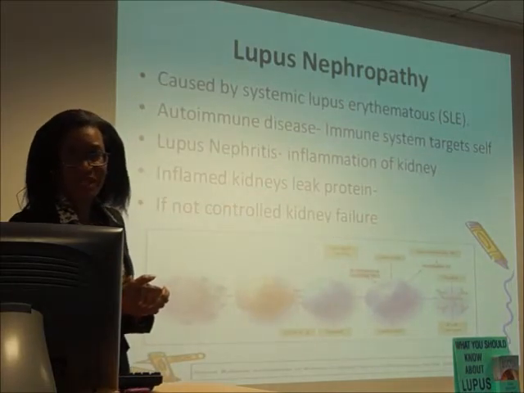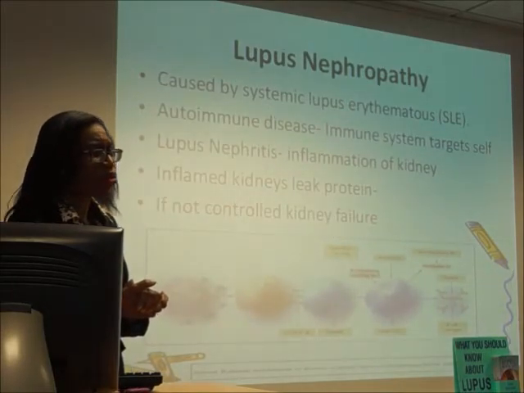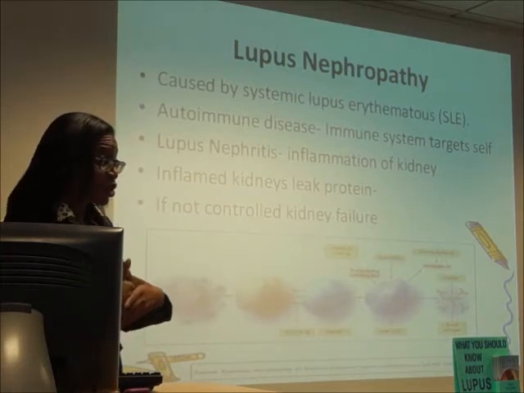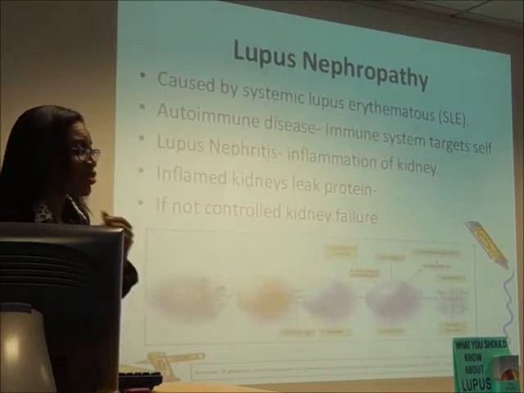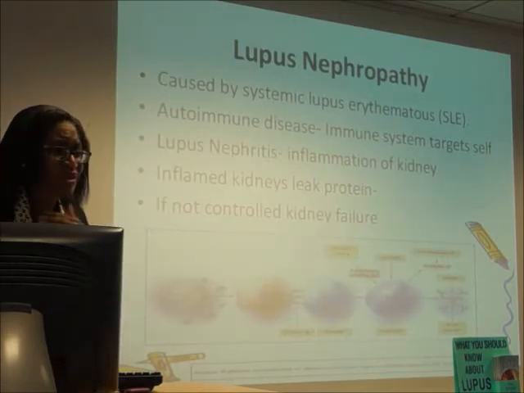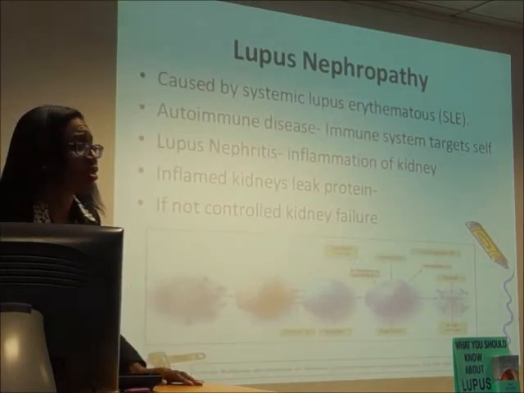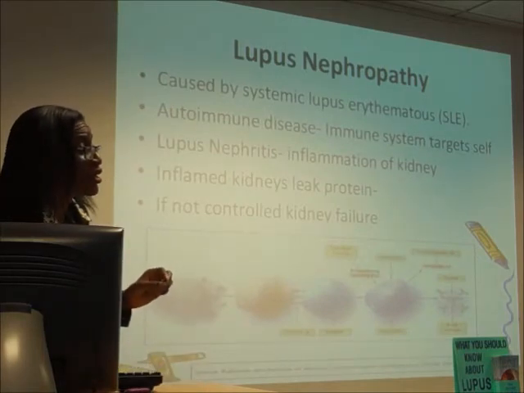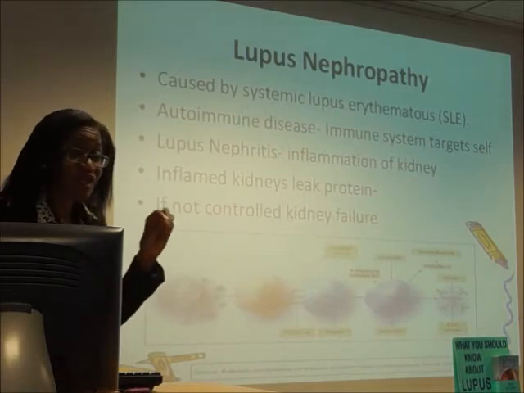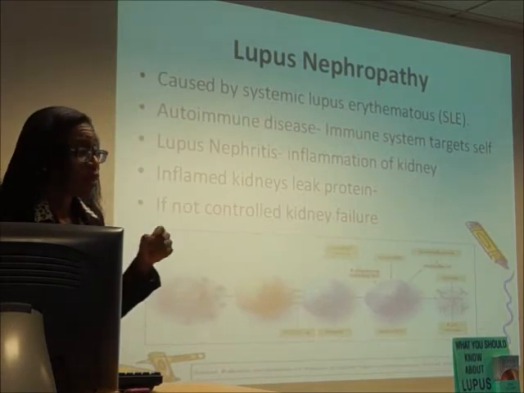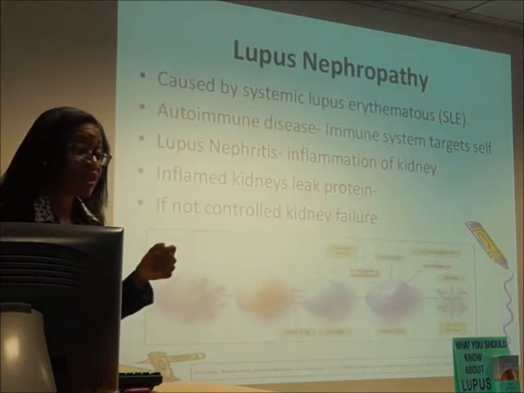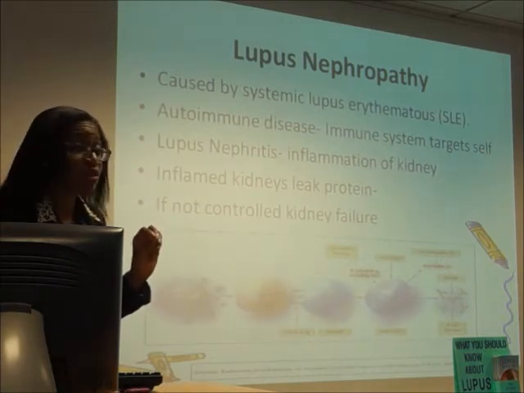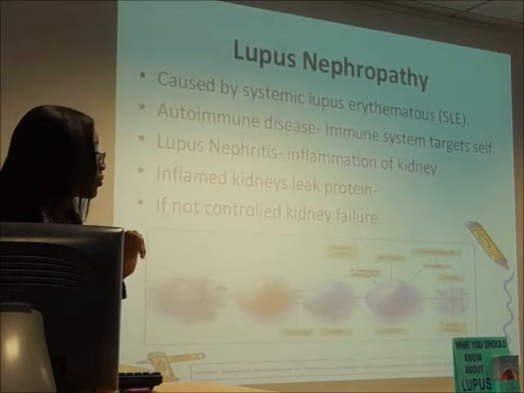Lupus, we don't really know what causes it. We describe it as an auto, as in self, immune disease. So it's one's own immune system targeting one's own body and giving rise to this disease. And when it affects the kidney, it causes inflammation within the kidney. The kidney doesn't function as it should. It starts leaking protein, and if it's not controlled, it can go on to kidney failure.